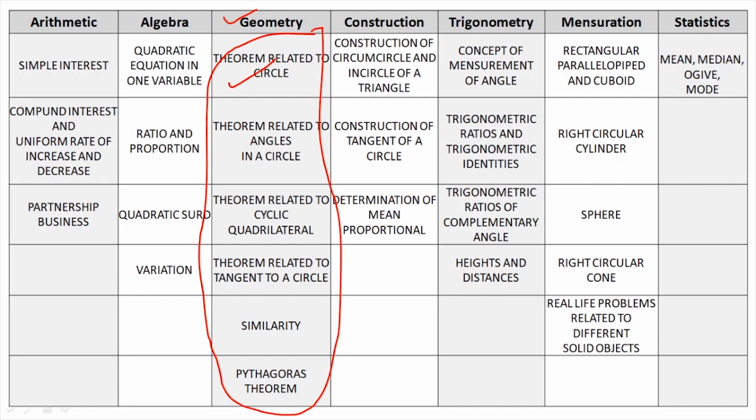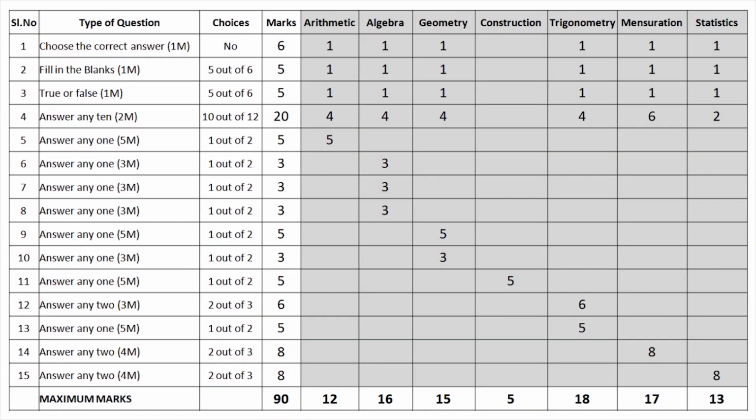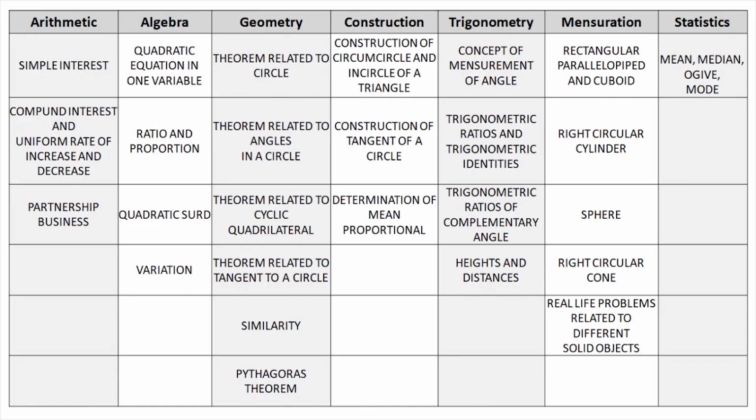So next is question number 11. There will be 2 questions and you have to answer one, and this will be a construction. The construction will be construction of circumcircle and incircle, or it may be construction of tangent of a circle, or it may be a determination of mean proportional. So this will be the construction, question number 11.